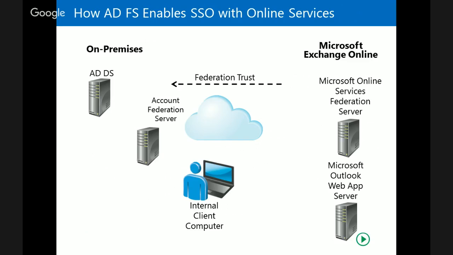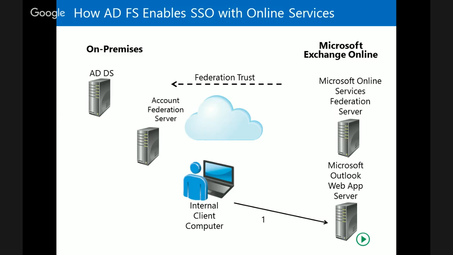Online services could be used. It's very similar to what we had just seen. The internal client computer, there's a web server running Outlook Web App, and a Microsoft Online Services federation server run by Microsoft Exchange Online. You set up a trust, and that federation server may have hundreds of other systems set up with these types of trusts.